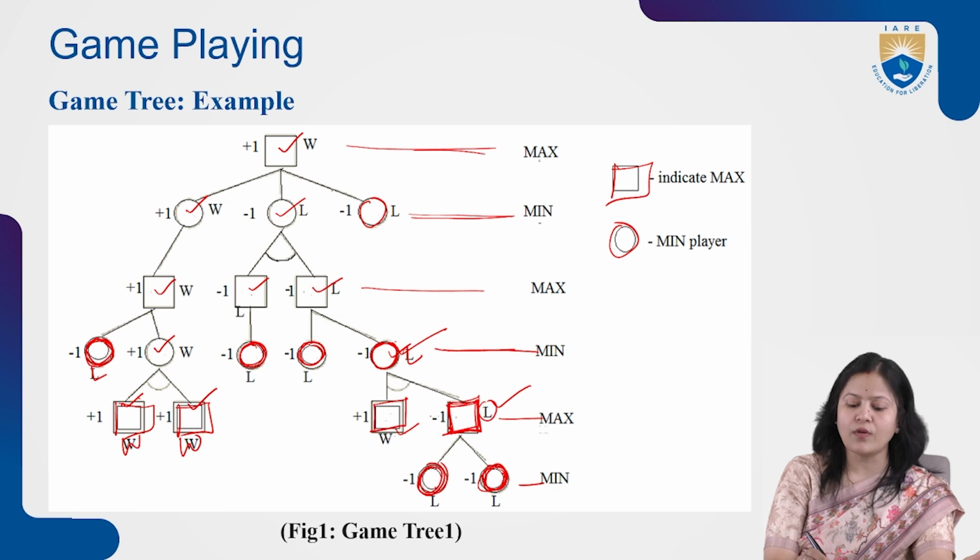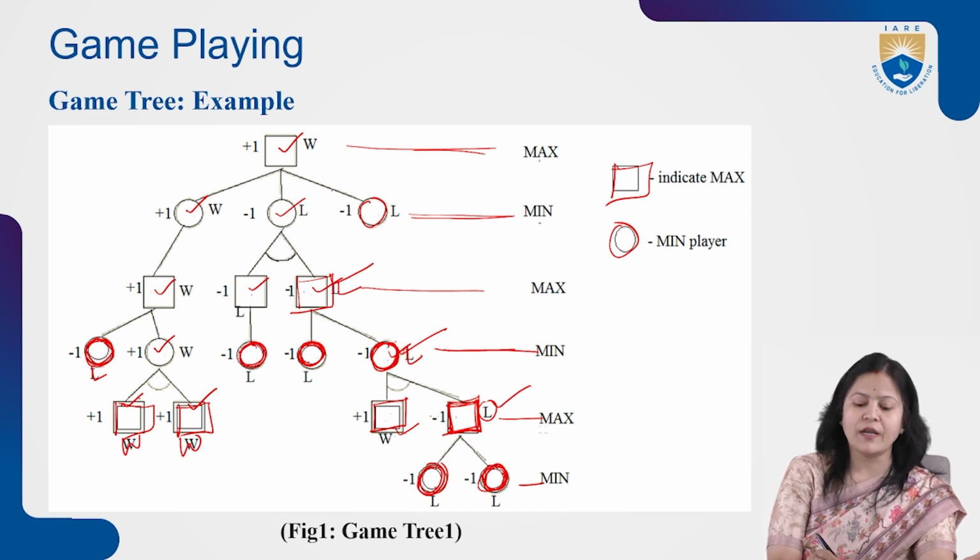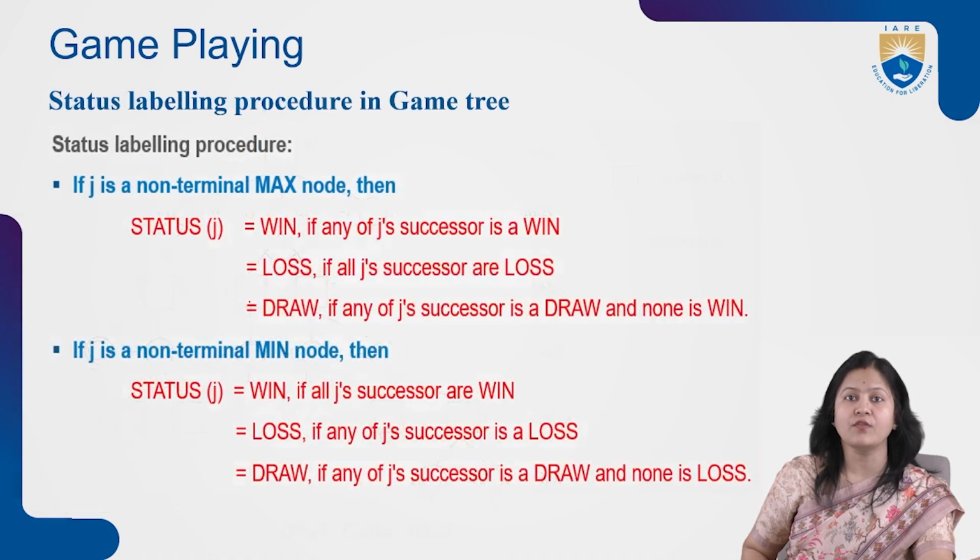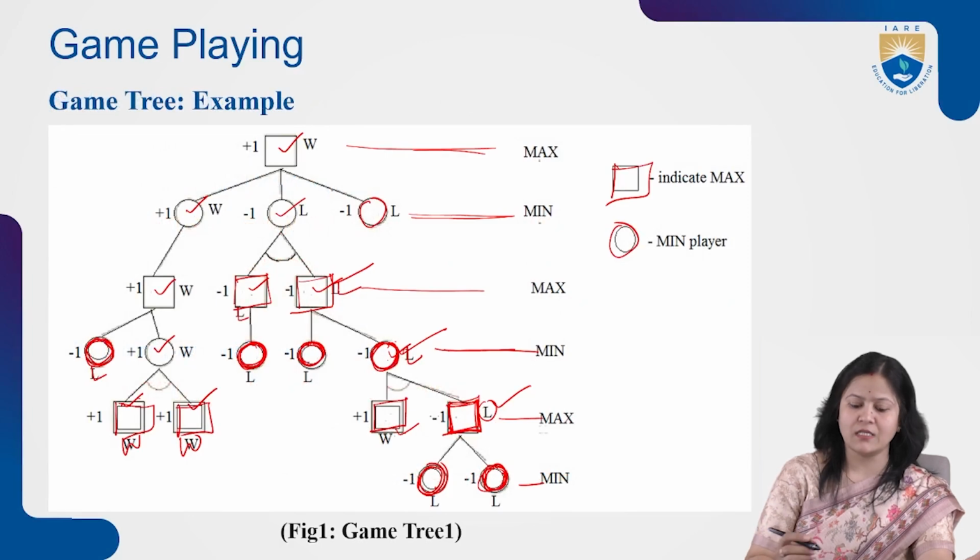Now we will find out this node. This node is given as L and we got that this node is L. Now what would be the status of this one? For a max node, if both the successors are lost, definitely it would be lost. Now we got this one. This is already given. If one of the successors is lost, then what would it be for the max node? Then it would be lost. Every time, follow this procedure and assign the status label.